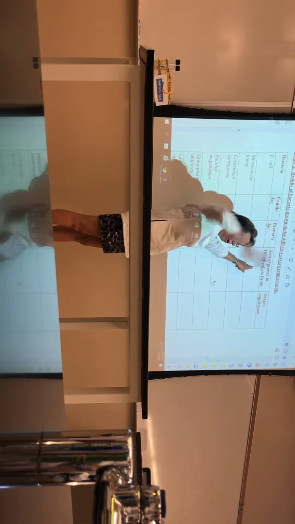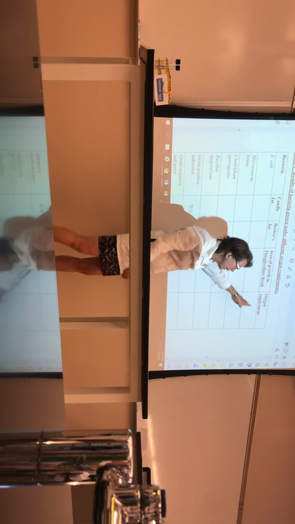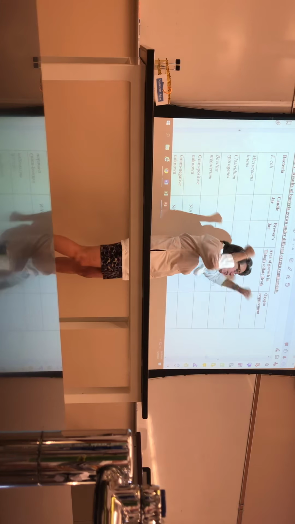Did it grow in the brewer jar? Yes. Where did it grow in the thio? Everywhere, throughout. So what are we going to call E. coli? Facultative. Yay.